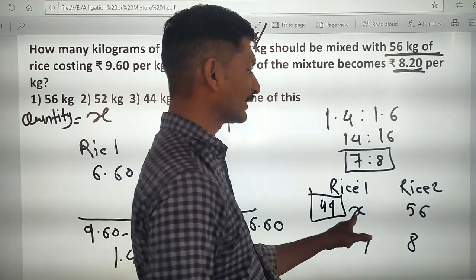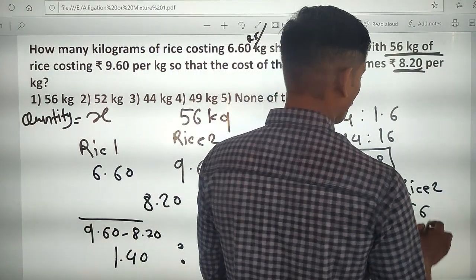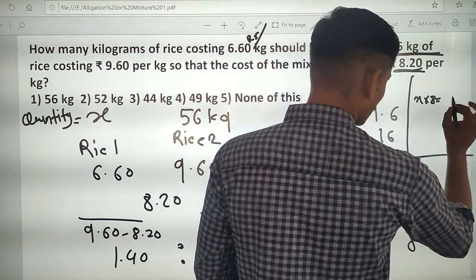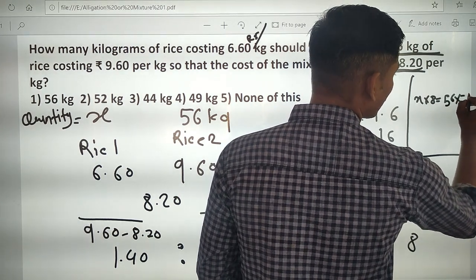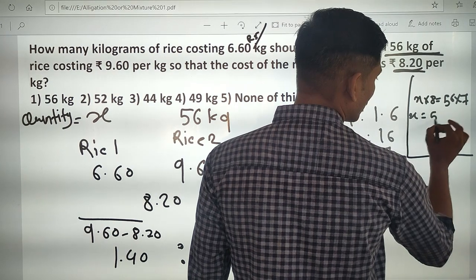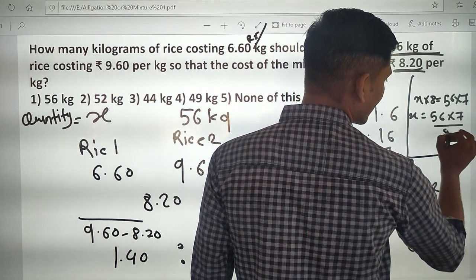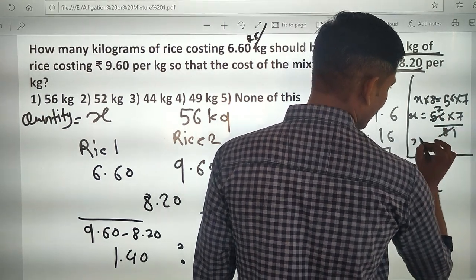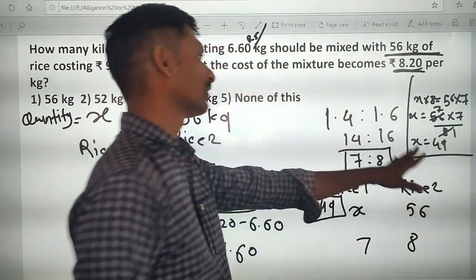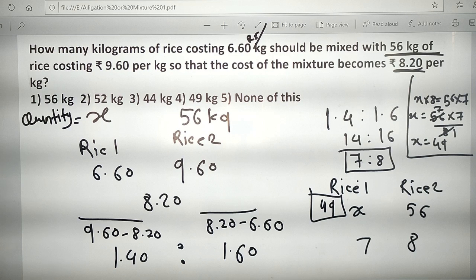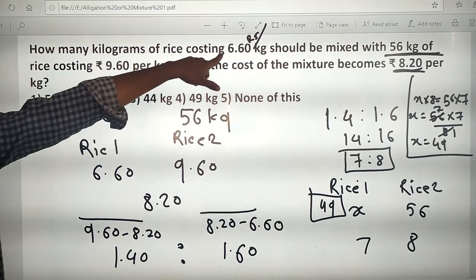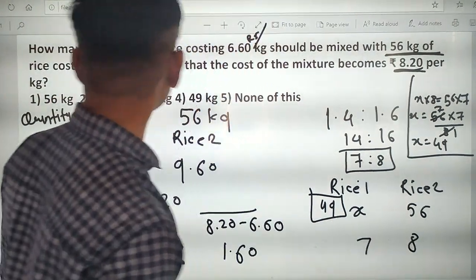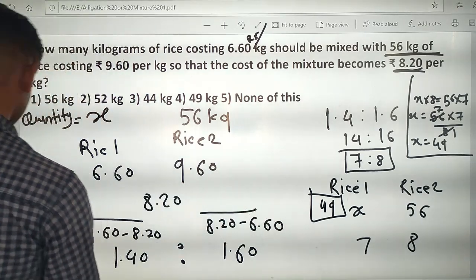Or if we cross multiply here, we find x. Write x into 8 is equal to 56 multiplied by 7. Then x is equal to 56 into 7 divided by 8. x is equal to 49. Then the quantity of rice whose price is 6.60 is 49. Quantity of rice 1 is 49. Next.